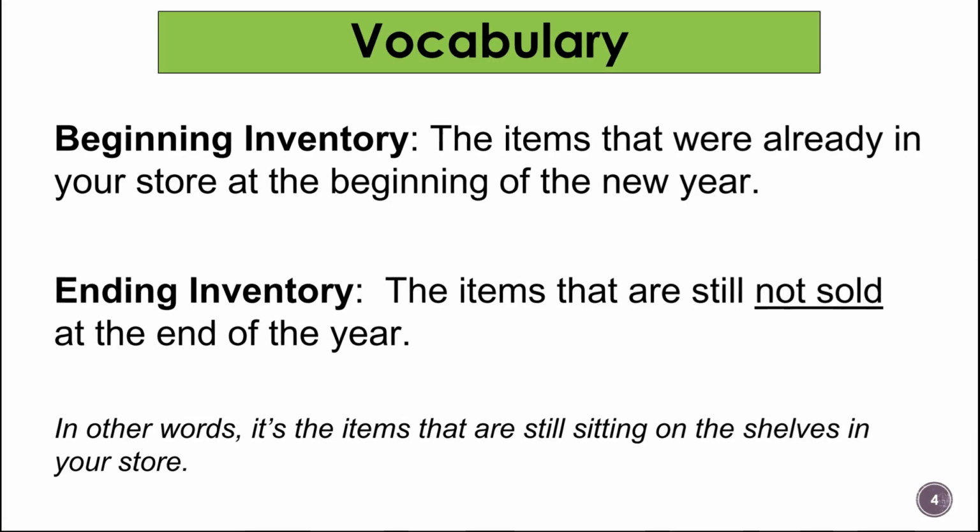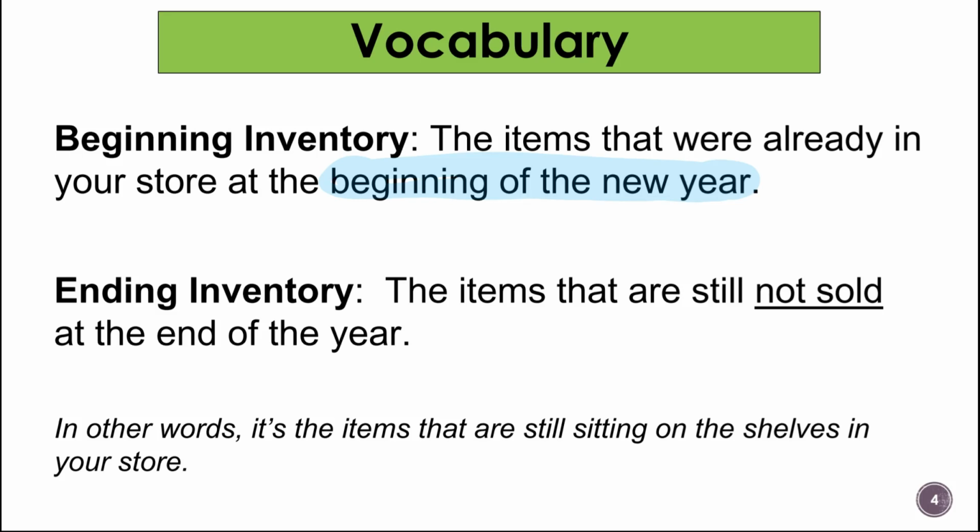So we have some vocabulary. Beginning inventory. These are the items that were already in the store at the beginning of the new year. And so most likely that would be in January, right? Here's what we have in stock at this moment at the beginning of our new year. Now, sometimes there are fiscal years, and so that might start in a different month than January, and that certainly could be the case. For us, I think mostly we're going to look at it like beginning inventories in January.